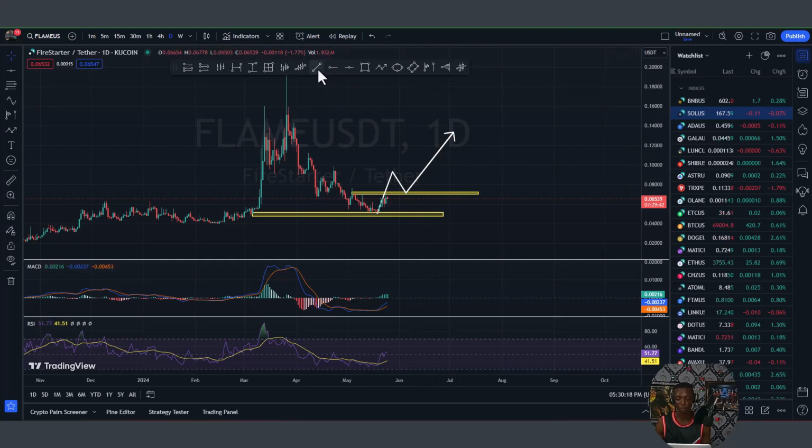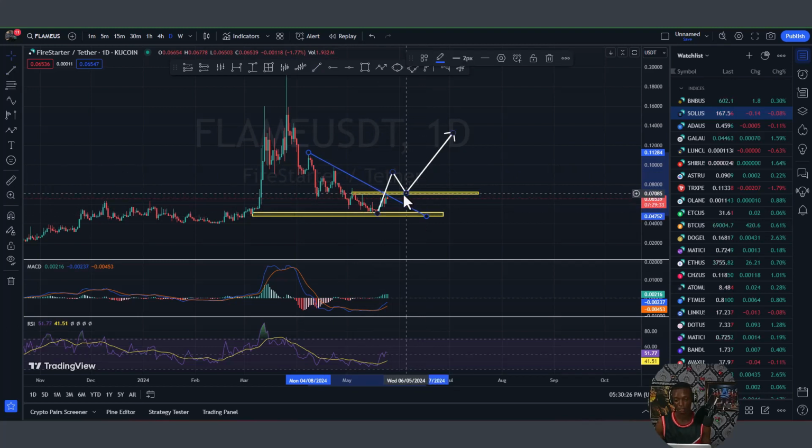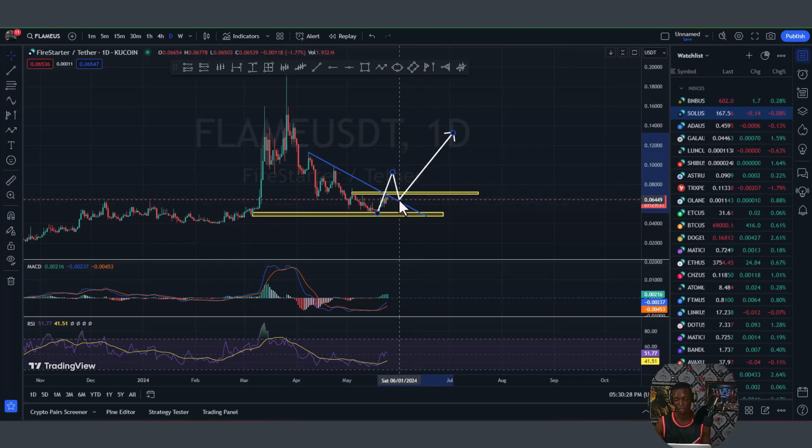Okay, you can also use the trend line. I'm seeing some trend lines right here. Okay, some trend lines right here. Okay, so this might retest here. It might retest here and start going up like this.